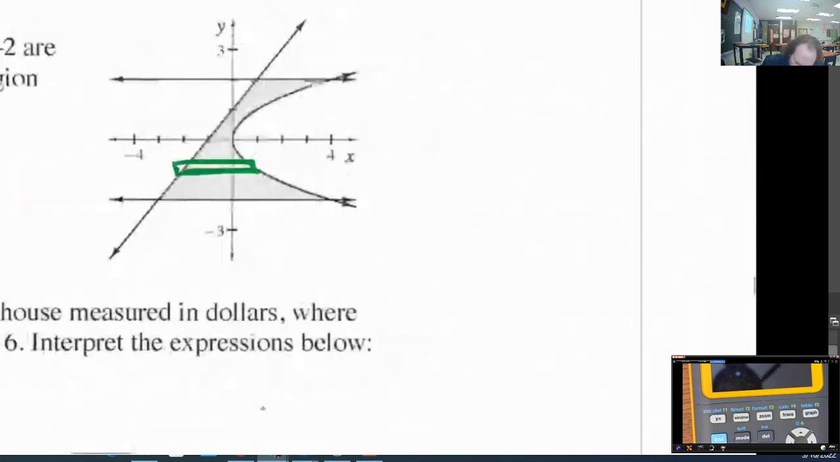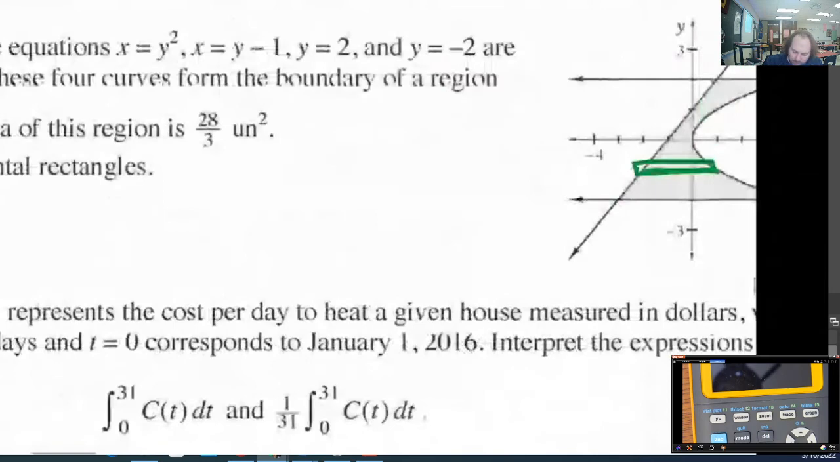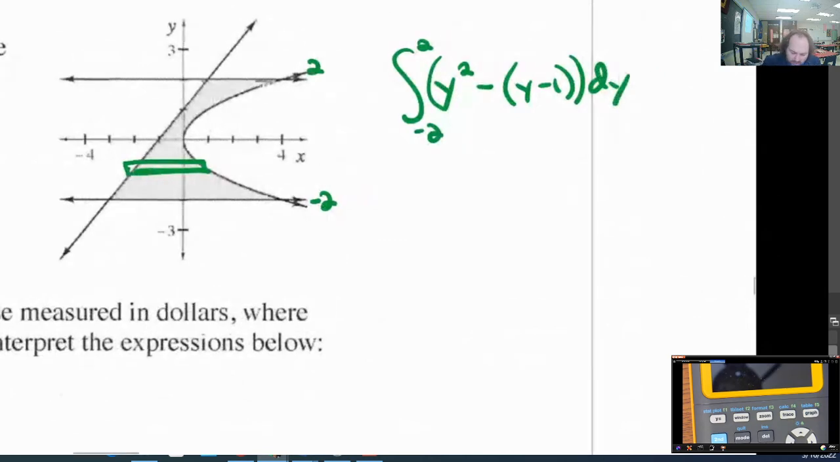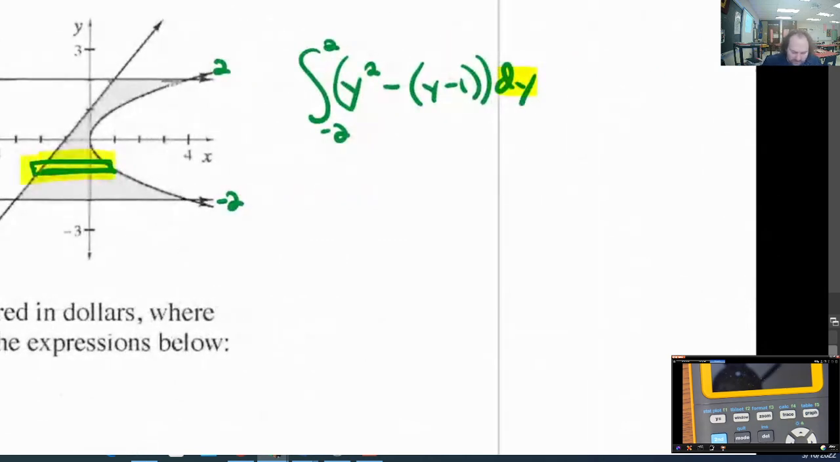It will be the integral from -2 to 2, because that's our boundaries, of y squared, which is always on the right side, minus, what's the other function? Y minus 1, in parentheses, please, dy. We're using dy here because we're using horizontal rectangles. dx would mean we're using vertical rectangles.